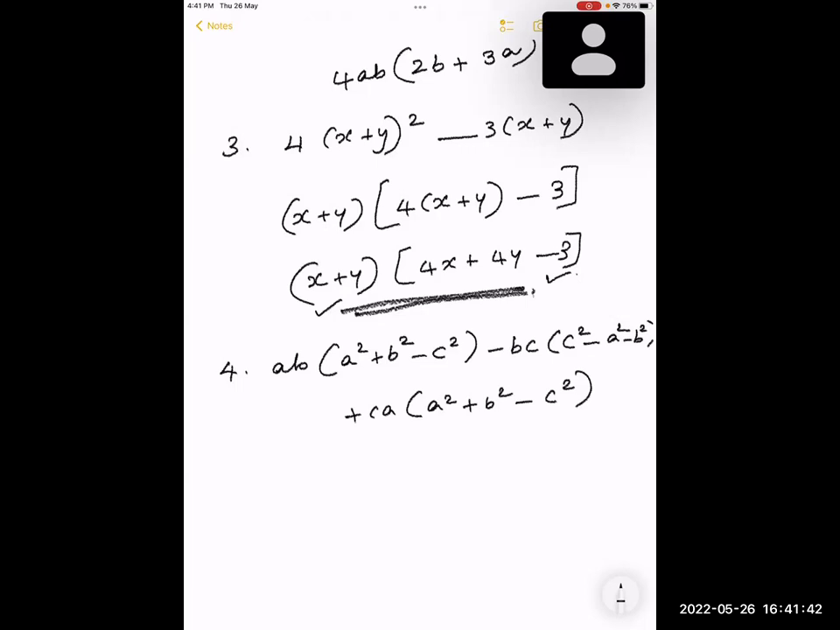Could you repeat? This is the question. I have written a fourth question on the board. Can you tell me? What we are doing now is we are finding the factors of this equation.